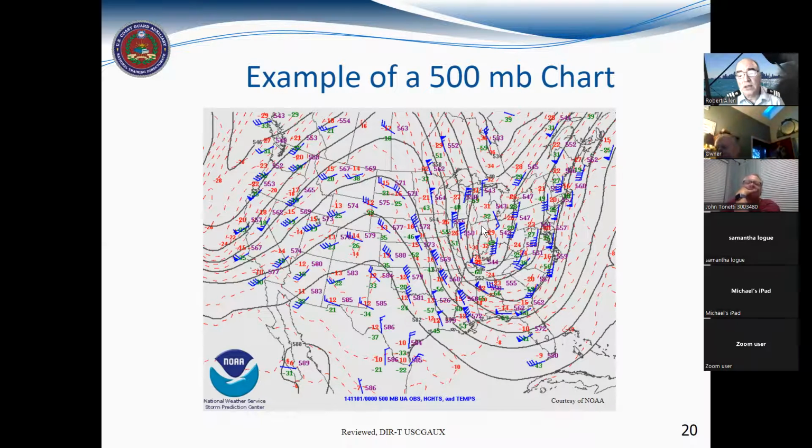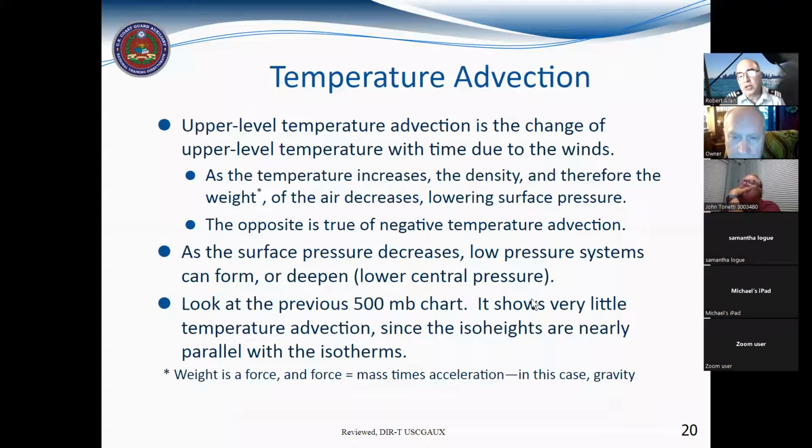If this area of colder temperatures was over here just a little bit more, these cold winds would be pushing them to the south.